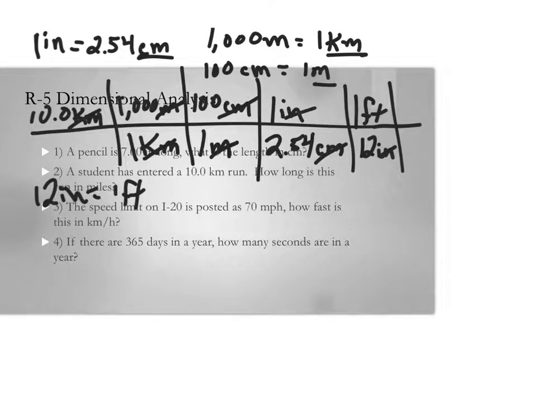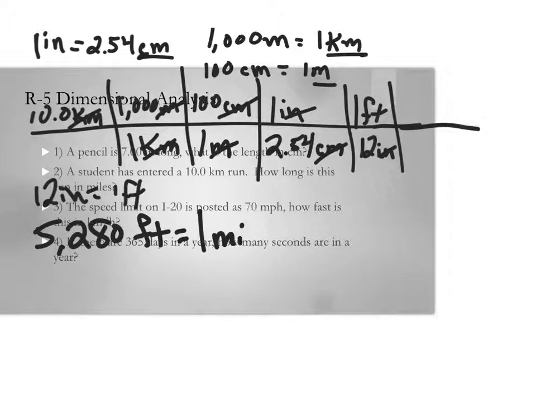And also we have 5,280 feet is equal to 1 mile. You may or may not remember that number, but that's how many feet are in a mile. So we're going to take the feet and put them below, so 5,280 feet and 1 mile. Feet cancel out, and you're left with simply how many miles are in 10 kilometers.